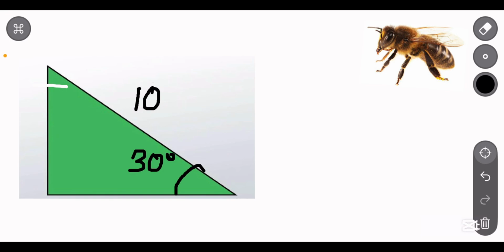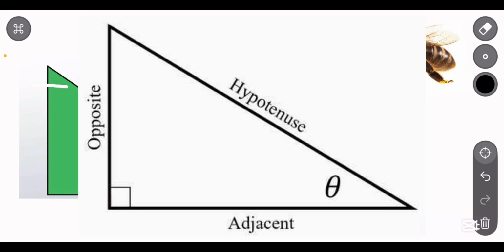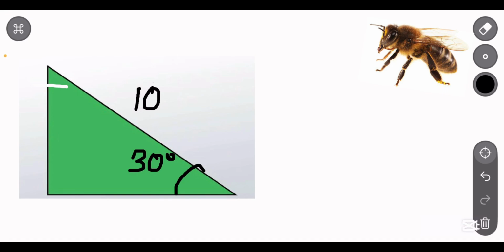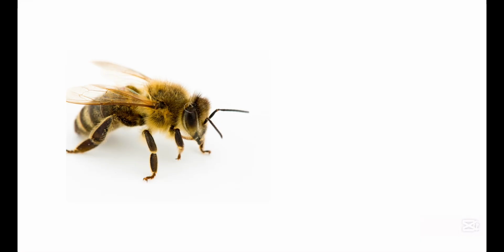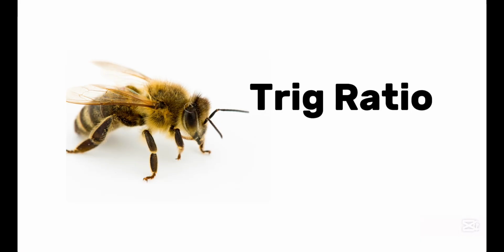To solve a triangle, we want to find all the missing sides and angles, right? So let's start by figuring out what we already know. In this example, we have a triangle with one angle which is 30 degrees and the hypotenuse which is 10 units. Next, pick the correct trig ratio that matches the sides and angles you know.